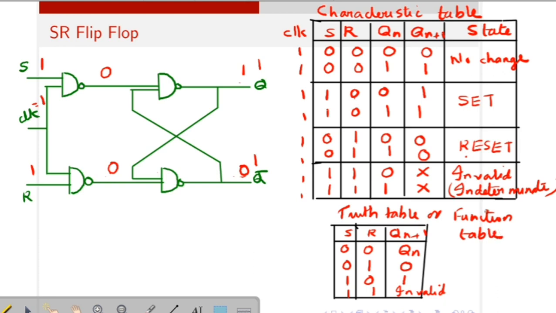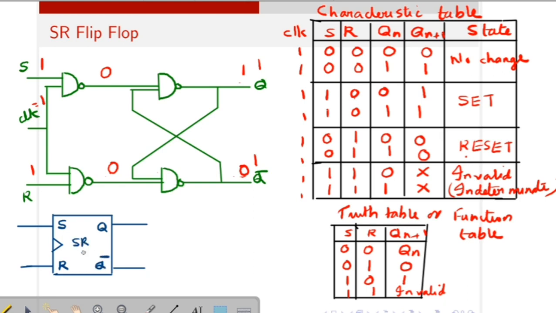Okay, clear. Next we can draw the symbol of this SR flip-flop. So SR flip-flop has two inputs, S and R, then a clock signal, then two outputs, Q and Q bar. Okay, so we can mark the inputs and outputs. So here S is the input, R also the input, then Q and Q bar are the outputs.